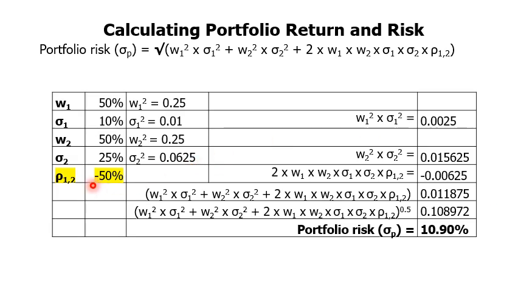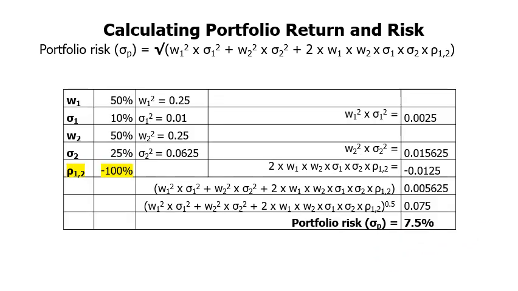If we say that the securities are inversely correlated and the inverse correlation coefficient is -0.5, the portfolio risk falls further to 10.9%. And finally, if we say that the securities in the portfolio are inversely correlated at -1, we get the portfolio risk of 7.5%. Therefore, the lower the correlation, the lower the portfolio risk.